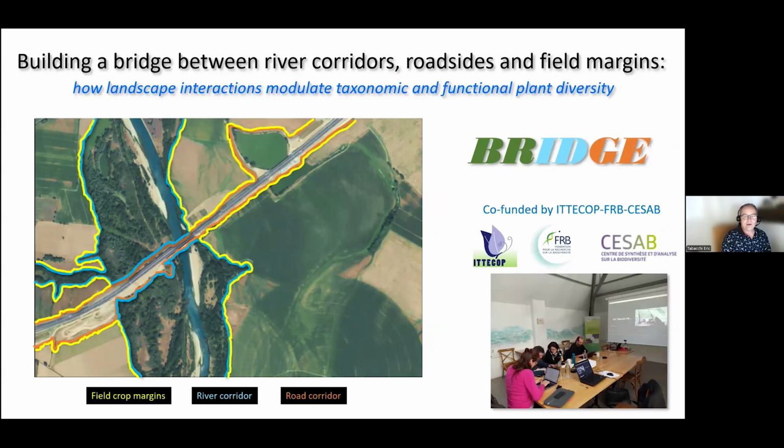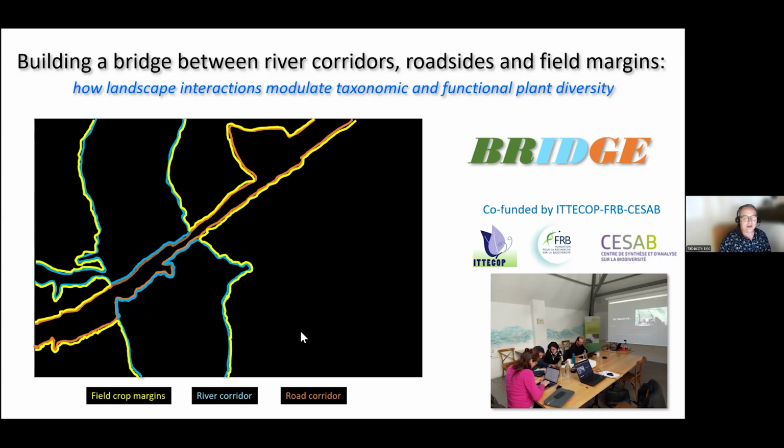Its main objective was to understand how river corridors, roadside corridors, and field margins can modulate taxonomic and functional plant diversity within agricultural landscapes. On the photograph here, you can see that this kind of structure of landscape units can highly interact and can be close one to the others.